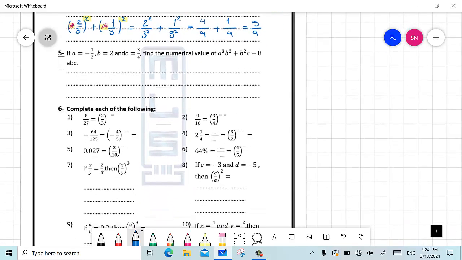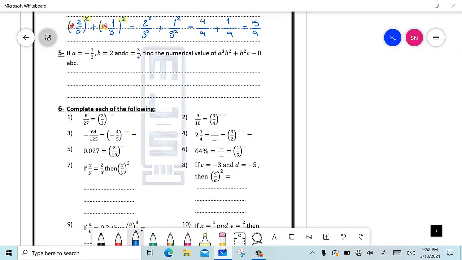And let's go now for question number 5. If A is equal to negative half, B is equal to 2, and C is equal to 3 over 4, find the numerical value of A to the power of 3, B to the power of 2, plus B to the power of 2 C, minus 8 ABC. Again, a substitution question. I am going to take away the variable and write instead of it the value which he gives me.